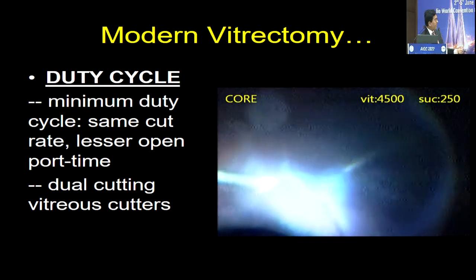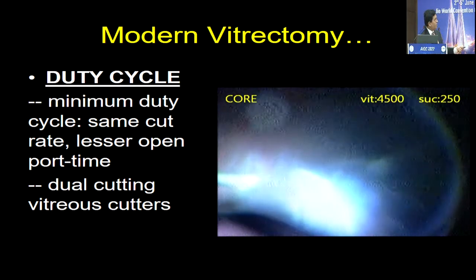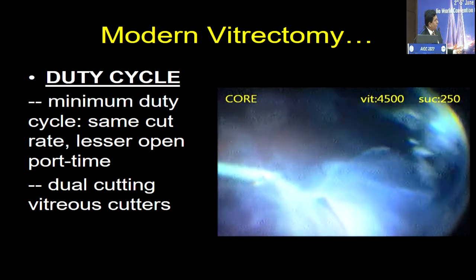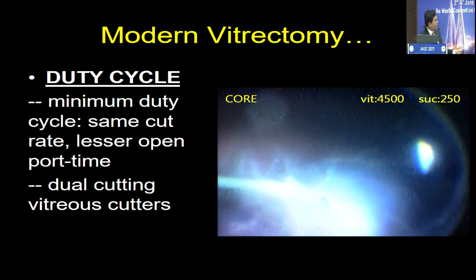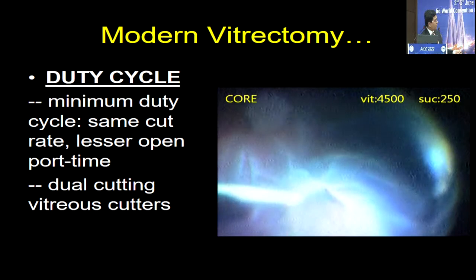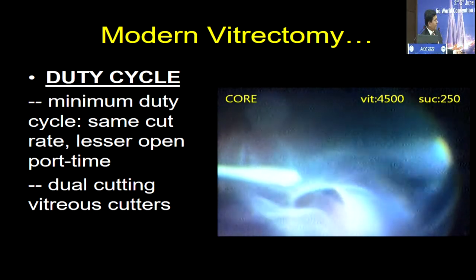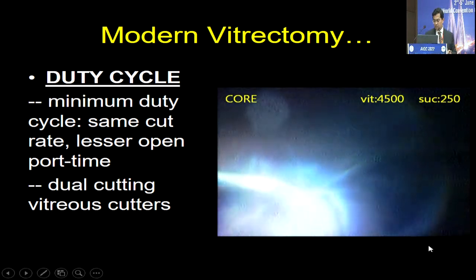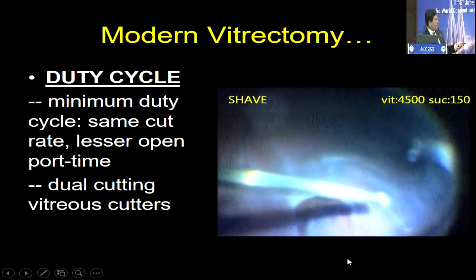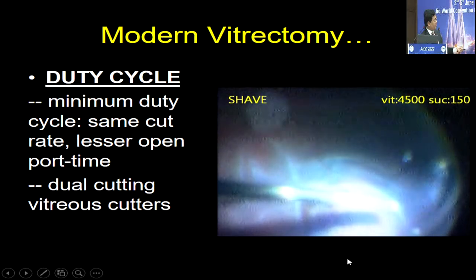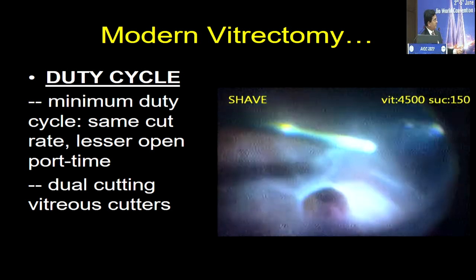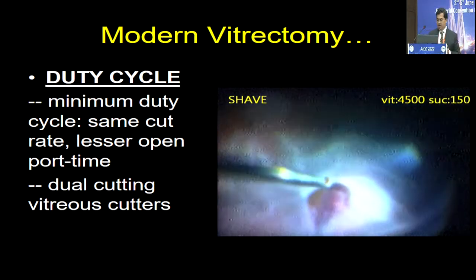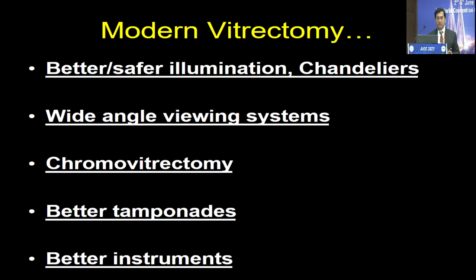And now actually inside a case, this is the core mode, where you can see how mobile the retina is. I'm using the core mode to cut the vitreous over a retinal break, and you can see how mobile the vitreous is. But when I shift to the shave mode, I'm doing the same maneuver at the same site, and you can see the retina is hardly moving. So these are the kind of techniques which have changed the success rates.